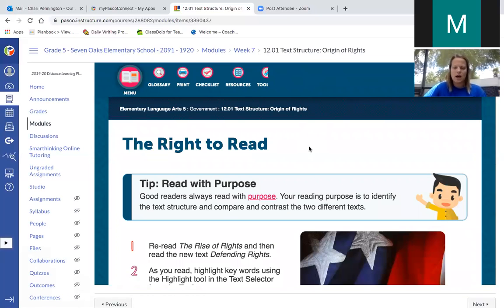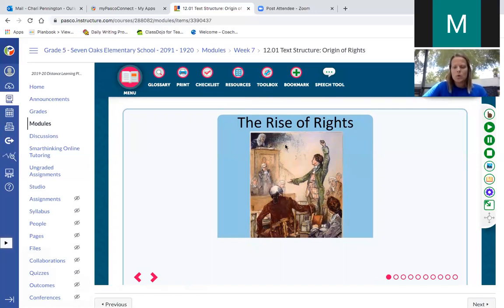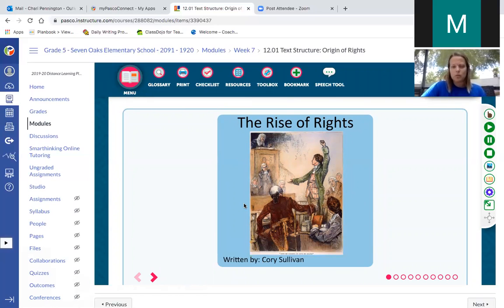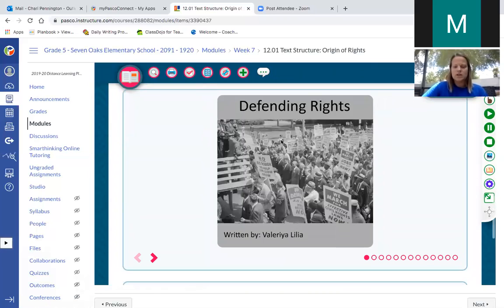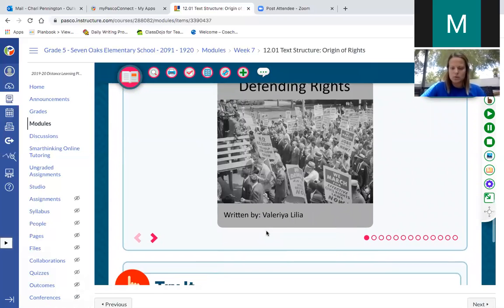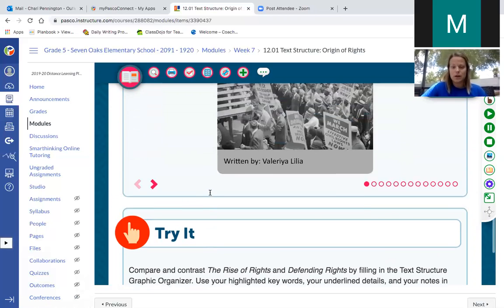On the next slide, it will talk about reading with a purpose and why it's good to read with a purpose. But if we scroll down, we have the rise of rights again. You do not have to read that. You already read it in the previous slide. It's the same information. And then down here, defending rights, I would read that one since you didn't do it before. This is where it says that you are going to compare and contrast the 2 texts that were in this slide. Again, you do not have to do this. This is an optional activity, and there is nowhere for you to actually upload the assignment.